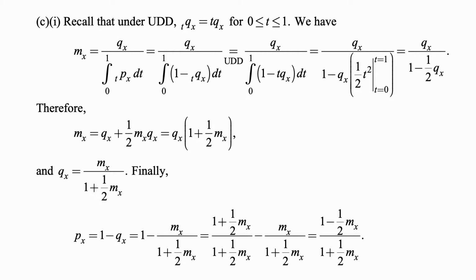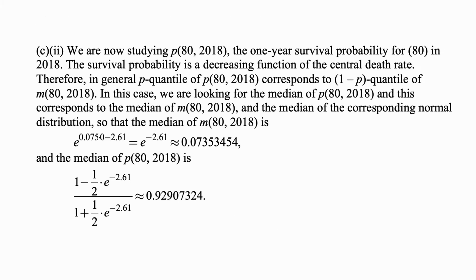And px is 1 minus qx, so 1 minus what we just calculated, and that is equal to 1 plus 1/2 mx over 1 plus 1/2 mx minus mx over 1 plus 1/2 mx, and this becomes 1 minus 1/2 mx over 1 plus 1/2 mx. Again, that's something that we were once expected to memorize.